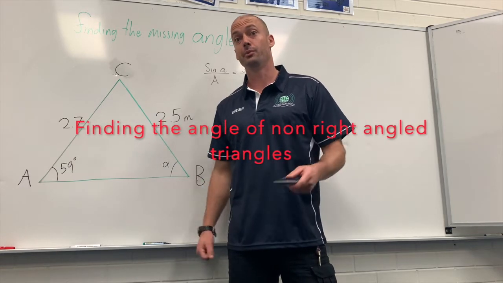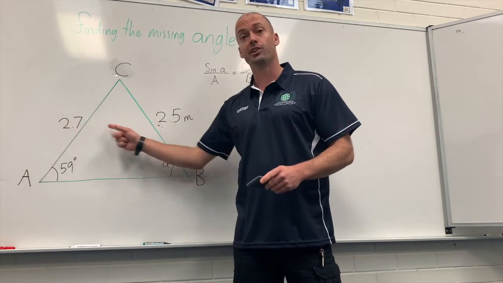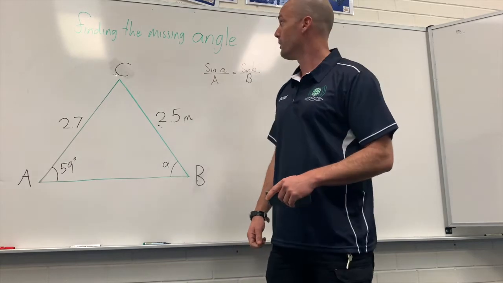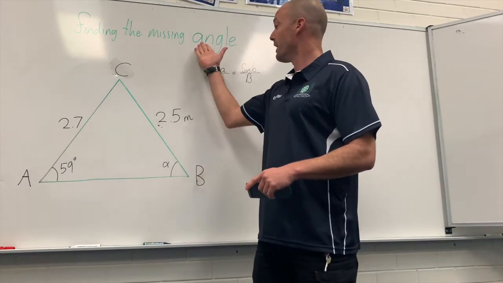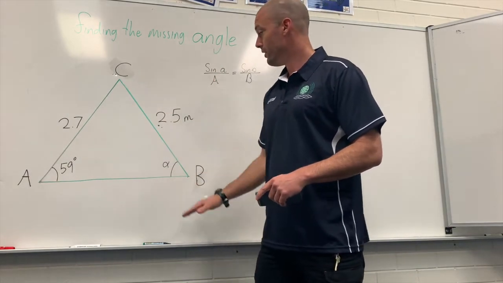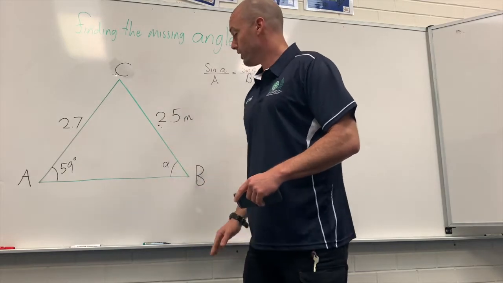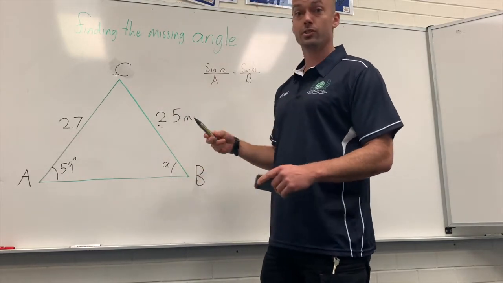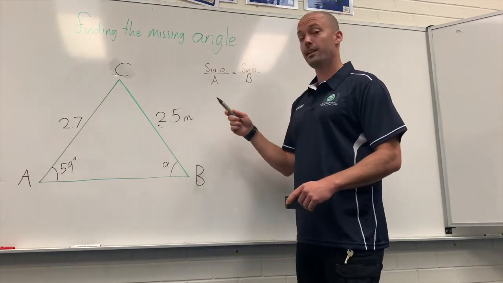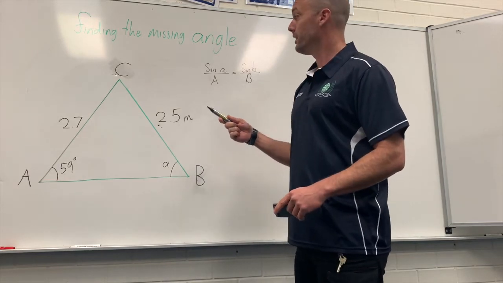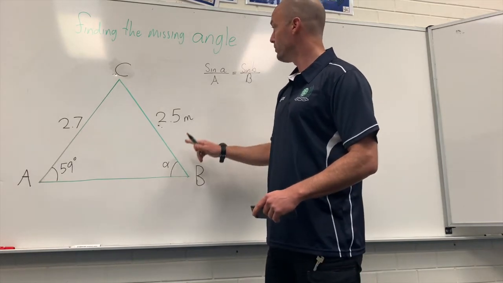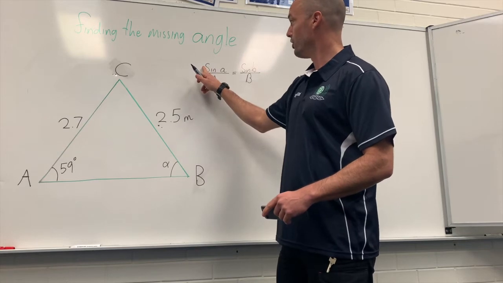Today we're continuing on with the non-right angle triangle trigonometry. This time we are finding the missing angles. Okay, so there we have the non-right angle triangle. Now we also use the sine rule. Okay, now this time, unlike finding a side, we're finding an angle, we have the sine at the top.